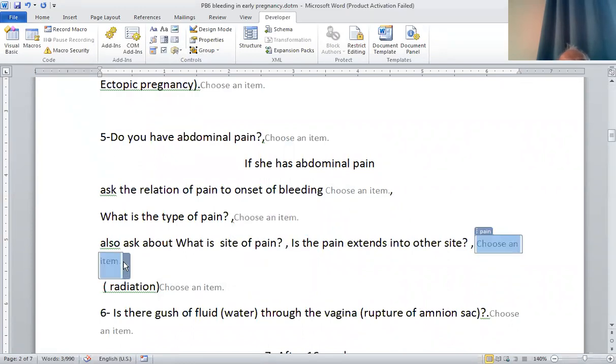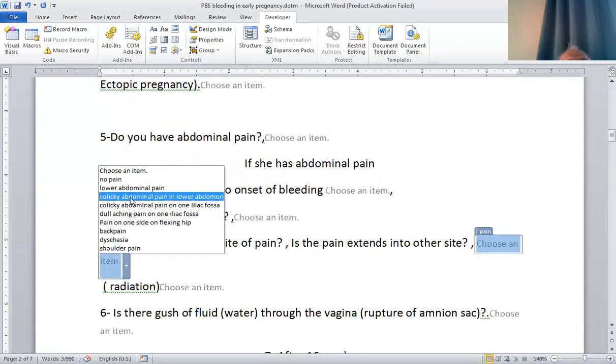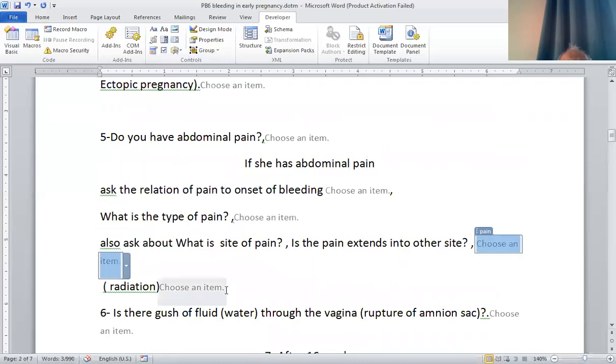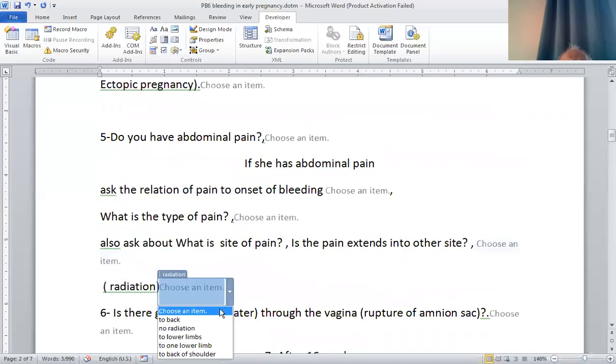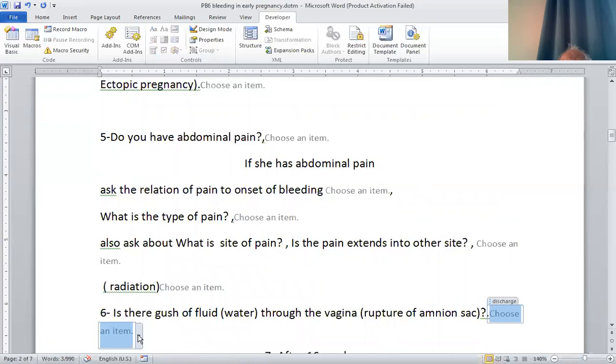We will ask about the site of the pain: lower abdominal pain, or colicky abdominal pain in the lower abdomen, or colicky abdominal pain in one of the iliac fossae, or dull aching pain in one of the iliac fossae, or pain on one side flexing the hip, or back pain, or dyschezia, or shoulder pain. And whether the pain is radiating to the back, or no radiation, or to one lower limb, or to the back and shoulder. And whether there is a gush of fluid or not.